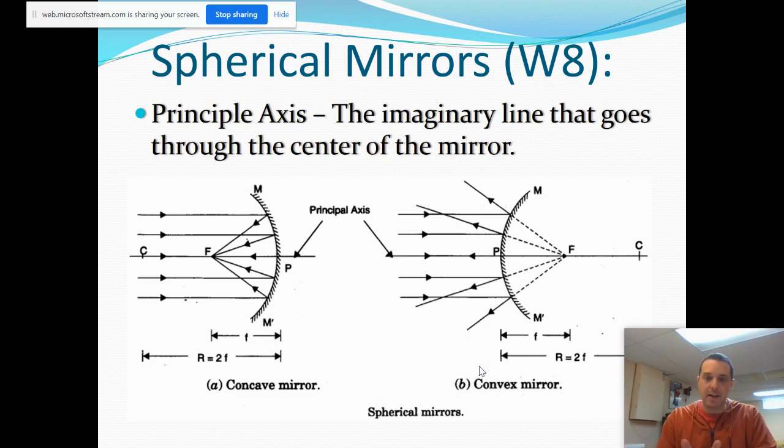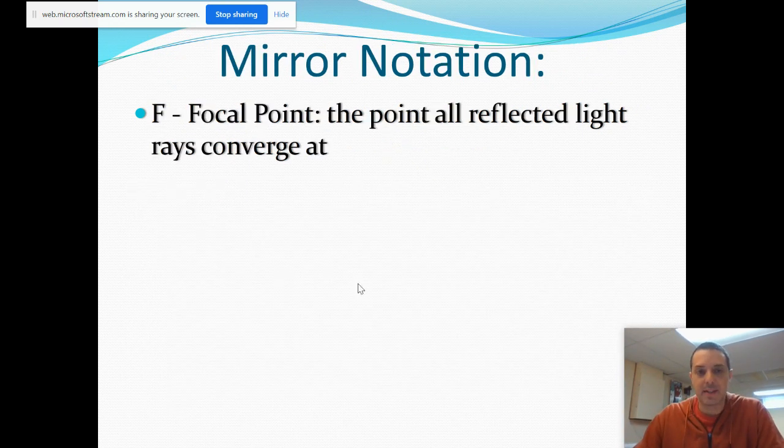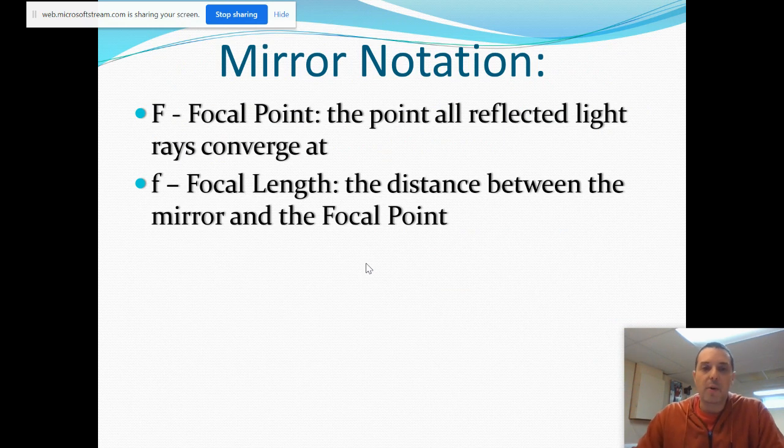They just all line up with the focal point. So when you're looking at a ray diagram like this, this is the capital F. The lowercase f is used for the focal length. That is the distance between the mirror and the focal point. So we put the F when it's on the diagram.